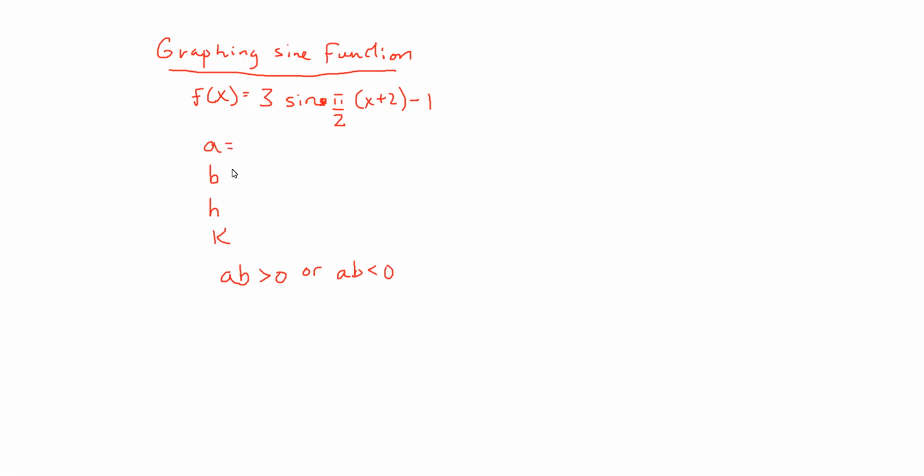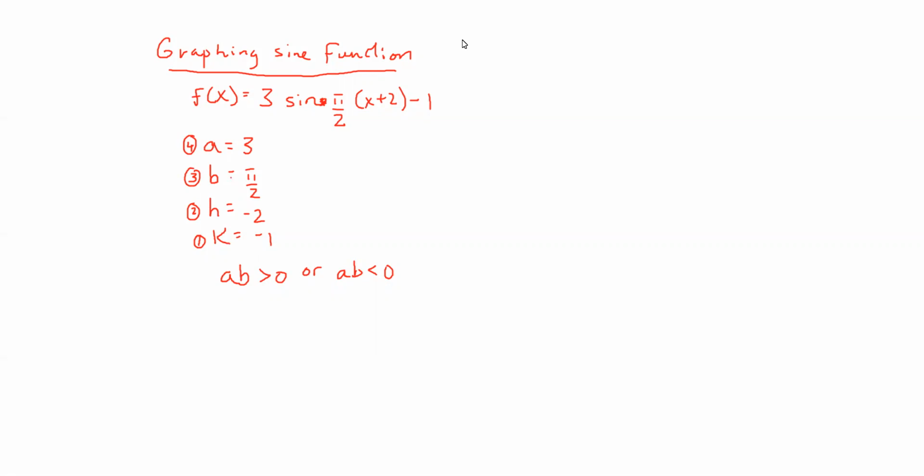So let's list these variables out. a in this case is 3, b is pi over 2, h is minus 2, and k is minus 1. Now I'm going to put next to these letters an order: 1, 2, 3, 4. Even though alphabetically they're going in order, numerically they're going in reverse order. You're going to see why I do that.